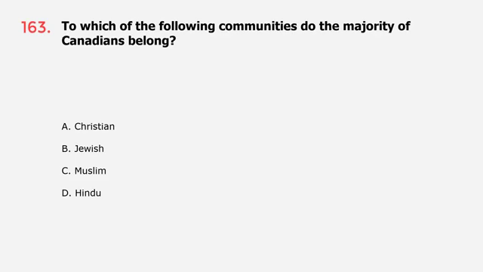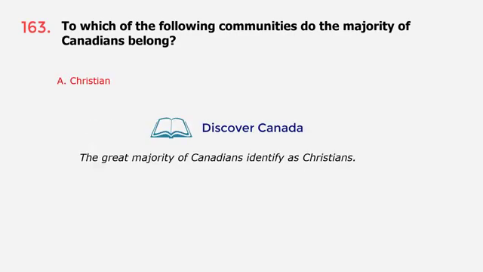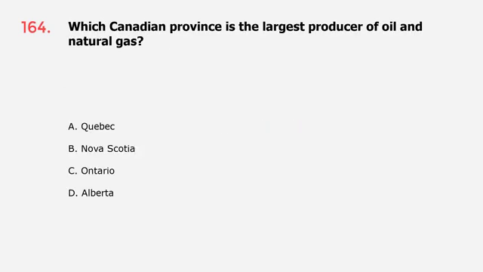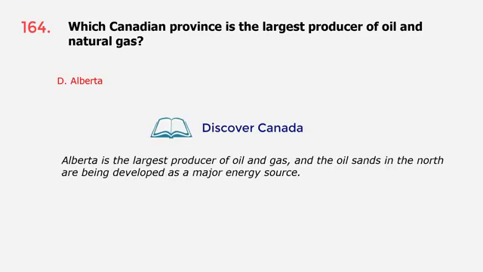Question 163. To which of the following communities do the majority of Canadians belong? A. Christian. B. Jewish. C. Muslim. D. Hindu. The answer is A. Christian. Question 164. Which Canadian province is the largest producer of oil and natural gas? A. Quebec. B. Nova Scotia. C. Ontario. D. Alberta. The answer is D. Alberta.